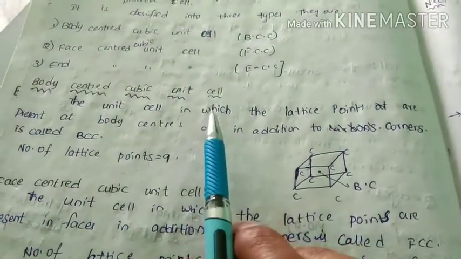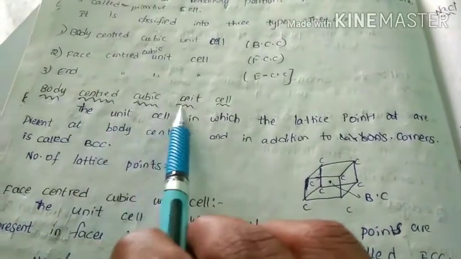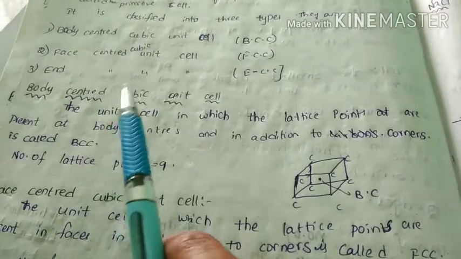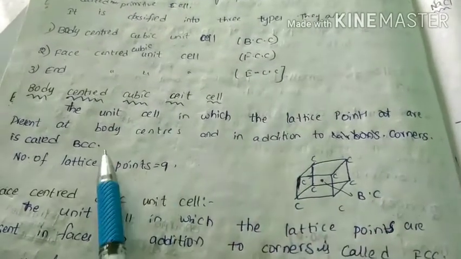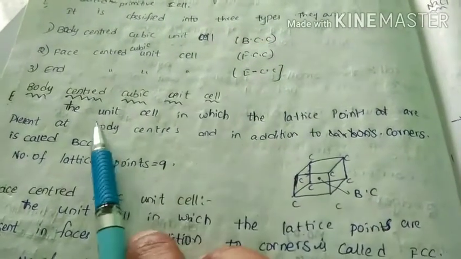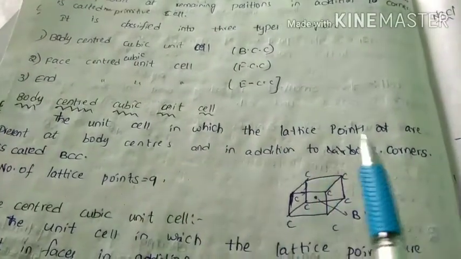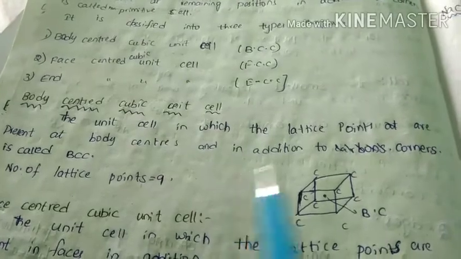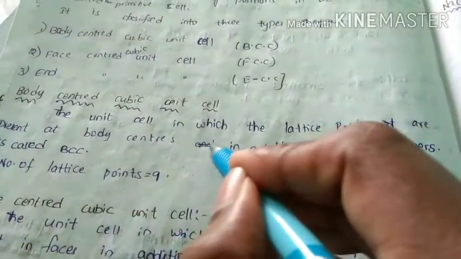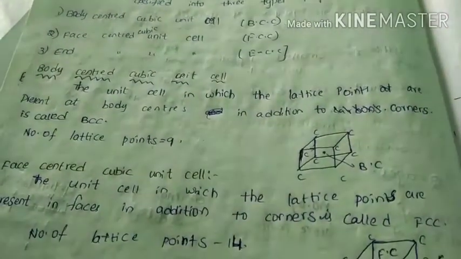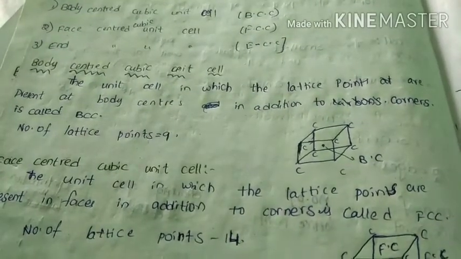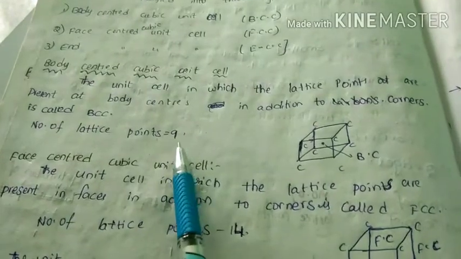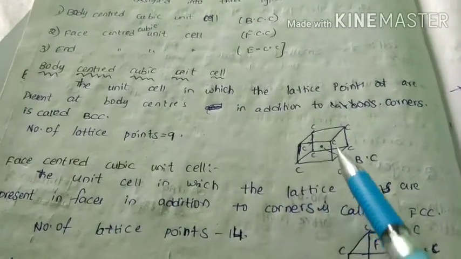Body centered means, as the name itself says, the particles present at corners along with the body center. So the definition is: the unit cell in which the lattice points are present at body center in addition to corners is called body centered cubic unit cell. Here the number of lattice points is 9: 8 corners plus 1 body center.